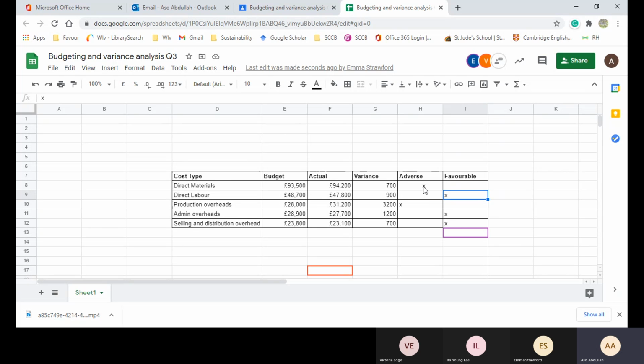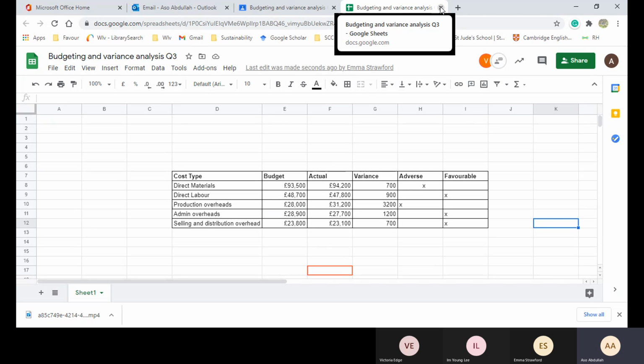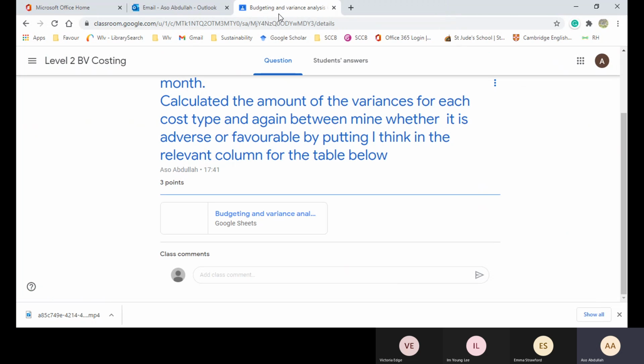So for example, if we're thinking about the production overhead, we can see actual is greater than the budget. They only give you 28,000, but you spend 31,000. So it is adverse because you are not able to meet the target. Thank you very much, this is absolutely correct, 100%. And this is question number 3. Let's move to question number 4.